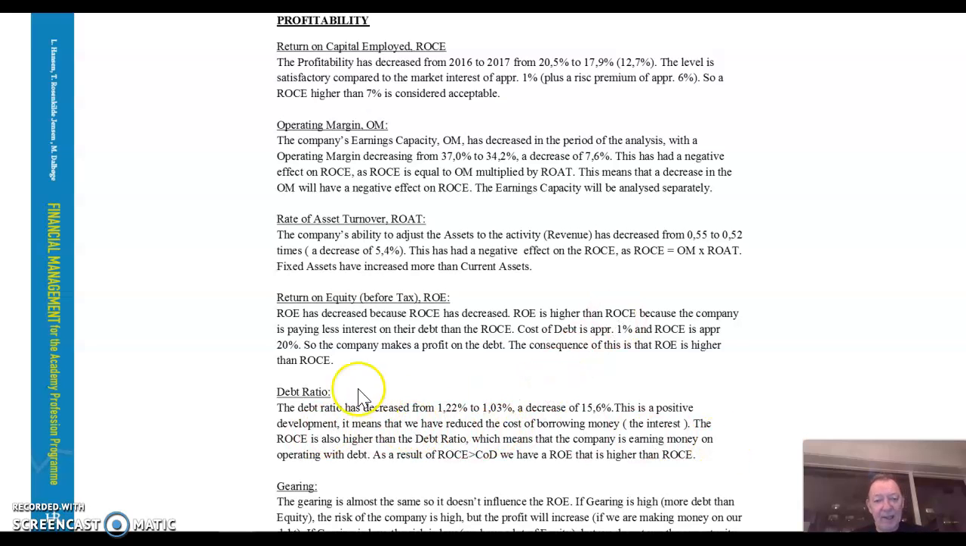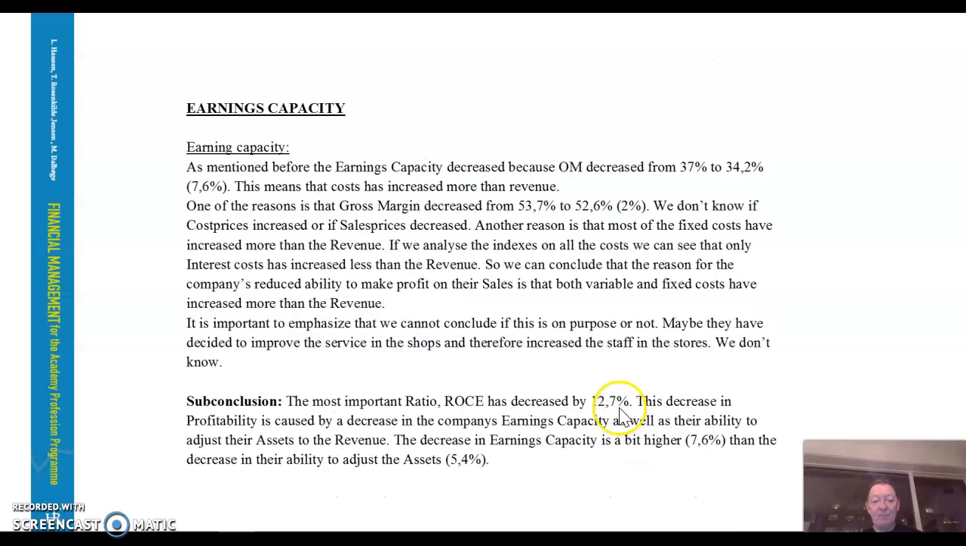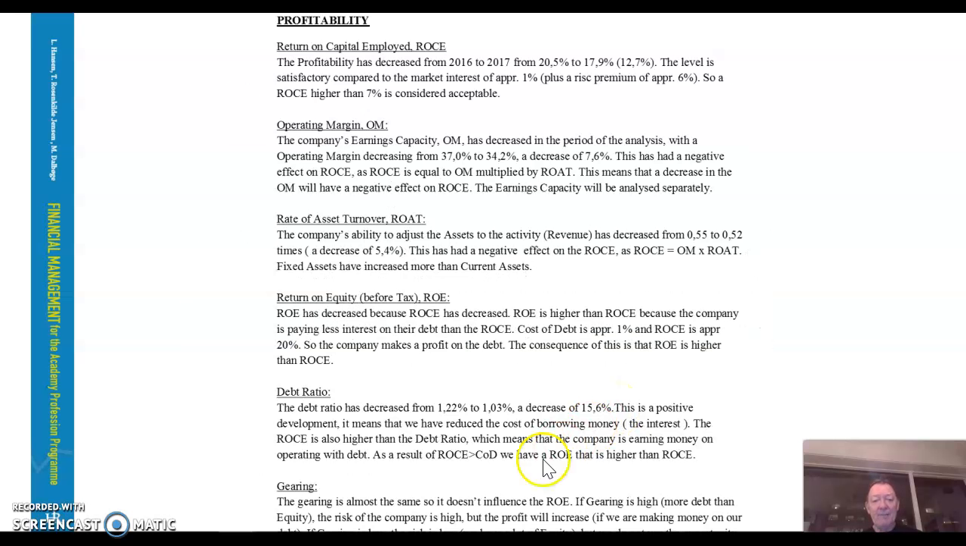And then the same story again here, because the debt ratio has decreased, and that is of course positive. And then again, if your interest rate on your debt is smaller than your return on capital employed, it's a good idea to take a loan and invest in the company, and then you will increase your return on equity. The gearing is almost the same in this company, and the gearing is your debt divided by your equity. In this case your debt is 50% higher than your equity, and it is okay.